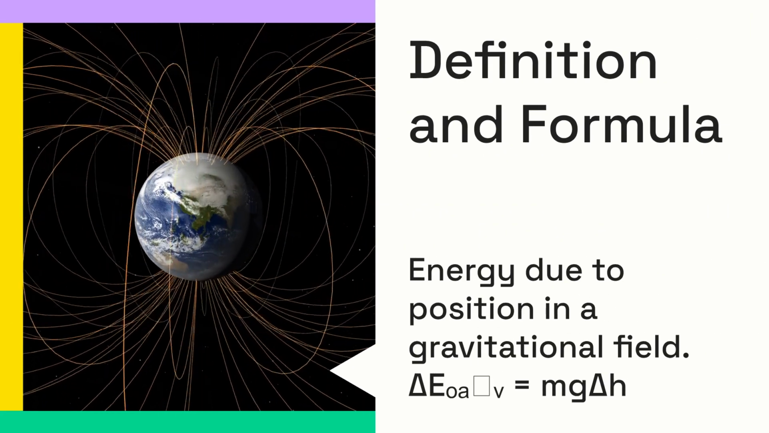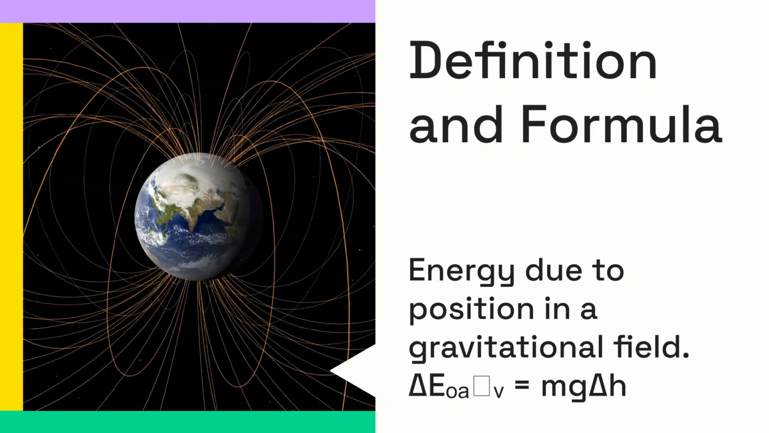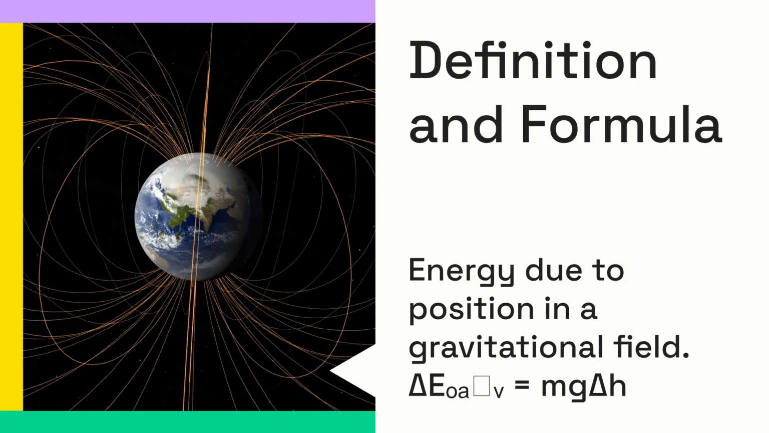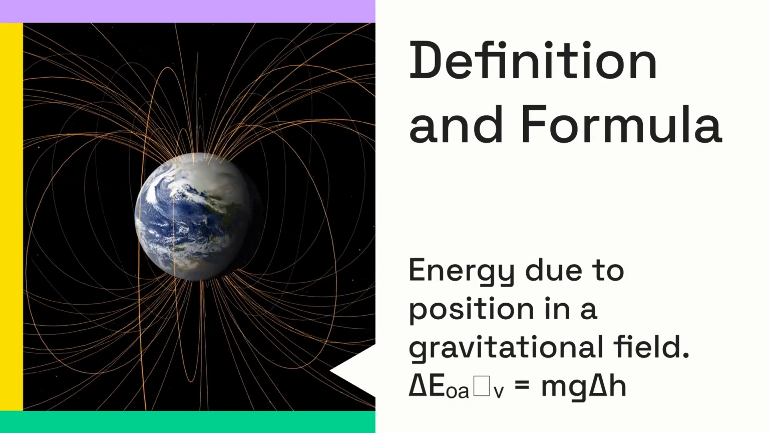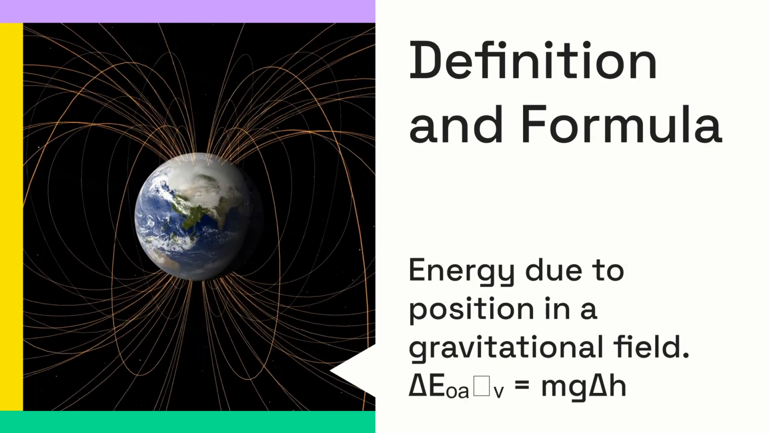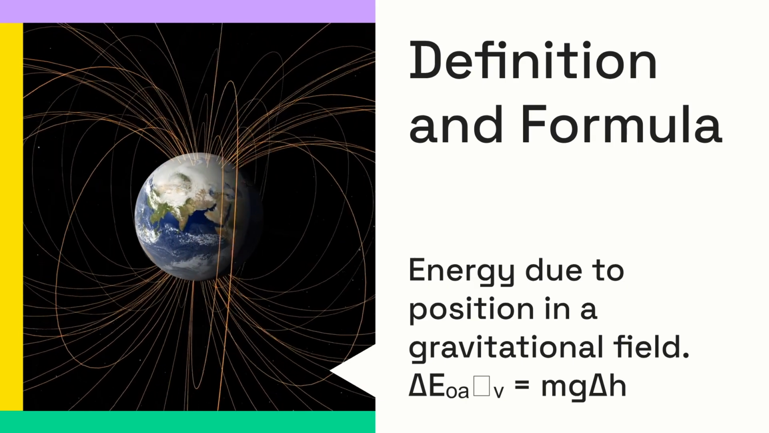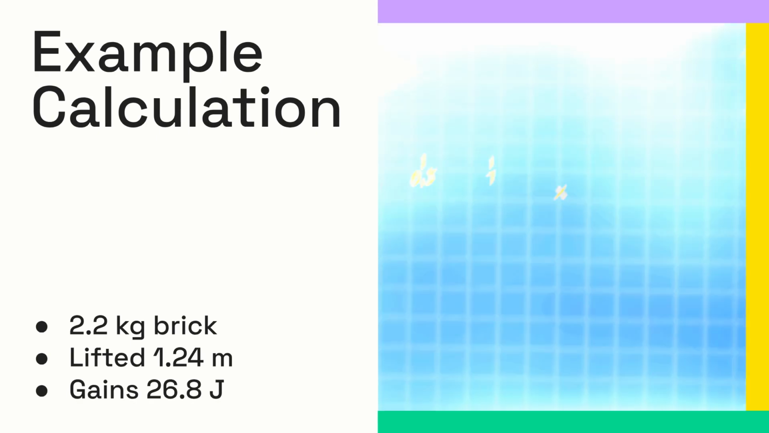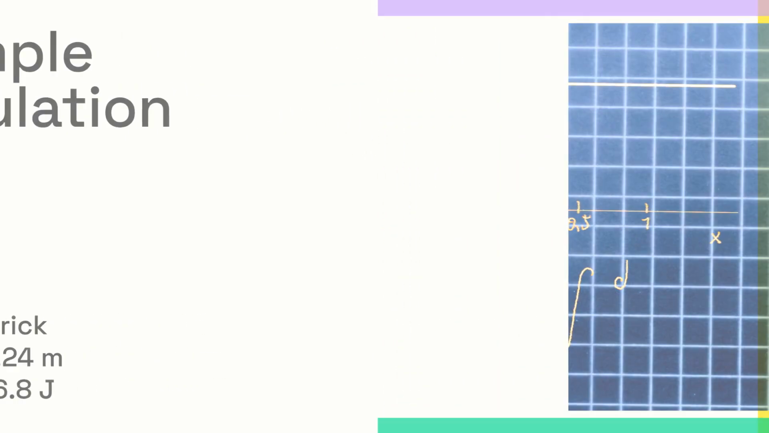Gravitational potential energy is the energy an object possesses due to its position in a gravitational field. Near Earth, we calculate the change in GPE as mass times gravitational field strength, usually 9.81 newtons per kilogram, times the change in height. For instance, a 2.2 kilogram brick lifted 1.24 meters gains 26.8 joules of energy.